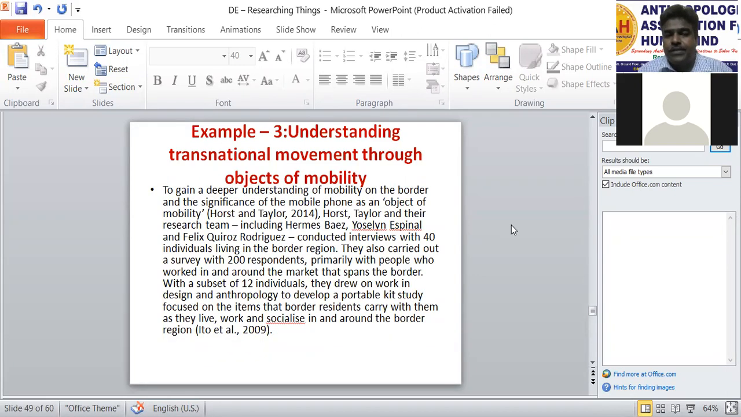To gain a deeper understanding of mobility on the border and the significance of the mobile phone as an object of mobility, Horst and Taylor's research team, including Hermes Beach, Oislin Espinal, Felix Quiros, and Rodriguez, conducted interviews with 40 individuals living in the border region. They also carried out a survey with 200 respondents, primarily people who worked in and around the market that spans the border. With a subset of 12 individuals, they drew on work in design and anthropology to develop a portable kit study focused on the items that border residents carry with them as they live, work, and socialize in and around the border region.